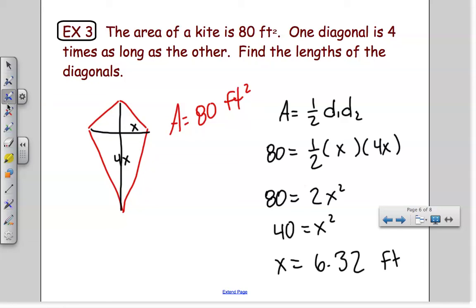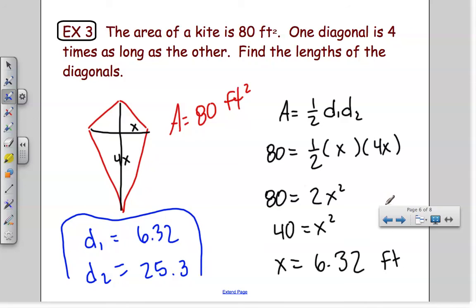And the lengths of the diagonals then. Well, diagonal 1 is just x, 6.32. Diagonal 2 is 4 times that. I'm going to multiply by 4 the number I had sitting in my calculator, so not just 6.32, but it went on forever. I'm seeing 25.298, so 25.3 would approximate diagonal 2 as close as I can. Let me check if I get 80. I know these are both rounded, so it won't be perfect, but if I do 1/2 times 6.32 times 25.3, multiplying the diagonals times 1/2, I get 79.948, so real close to my 80.